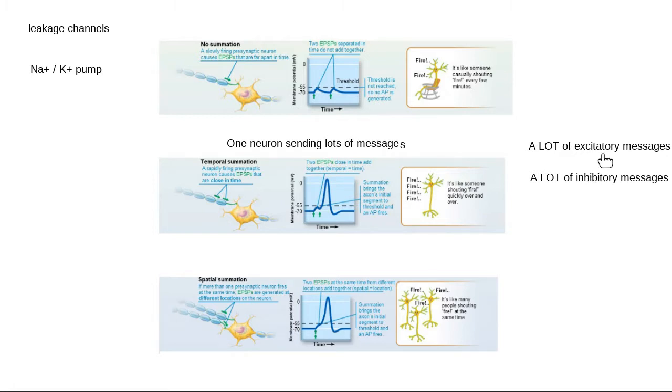So excitatory messages, inhibitory messages, we can only get one kind of message when we're doing temporal summation, because one neuron is sending the same message over and over again.